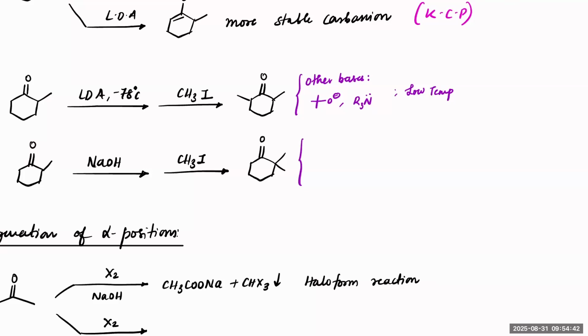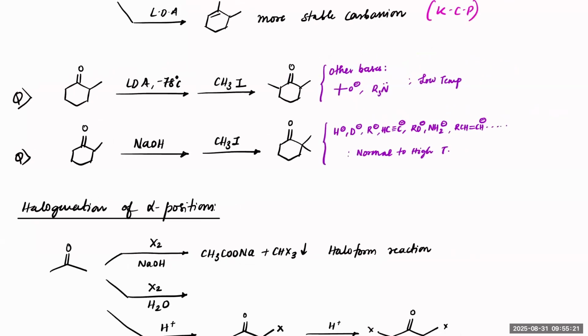And here, anything like H minus, D minus, R minus, HC≡C minus. Got it? And RO minus, NH2 minus, clear? NH2 minus, RCH=CH minus. So any of these bases, they all will favor this particular type of mechanism, and normal to high temperature. Normal to high temperature is favorable for the thermodynamic product. Done?